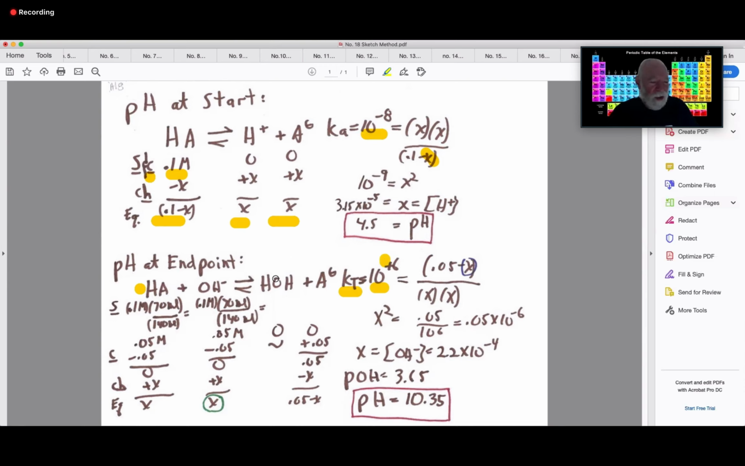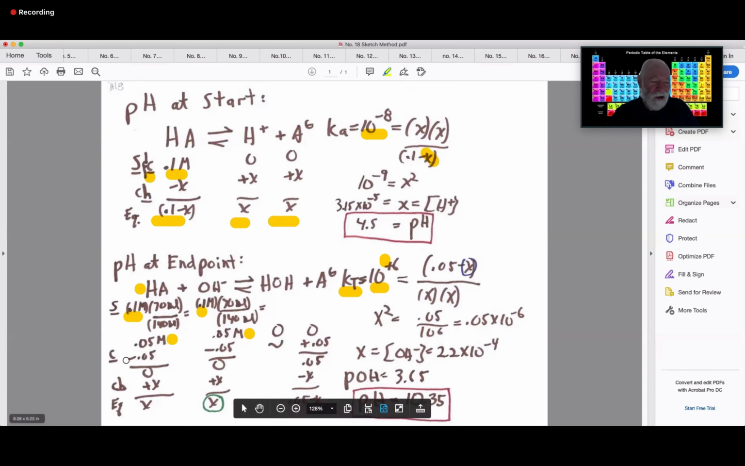Okay, so let's go through the math of the concentrations. So the problem was 10th molar, 75 milliliters of it, and at the end point, you're going to add 10th molar, 70 milliliters of the conjugate base. So the total volume is 140. After dilution, the concentrations are 0.05 and 0.05. Double check, if you really think you're at the endpoint, their concentrations after dilution have to be the same.